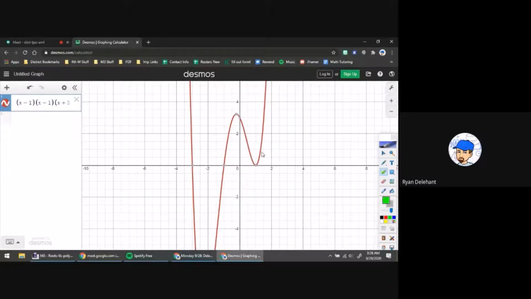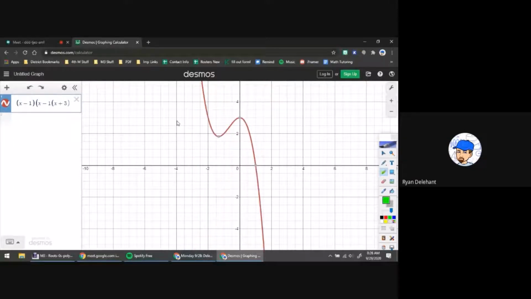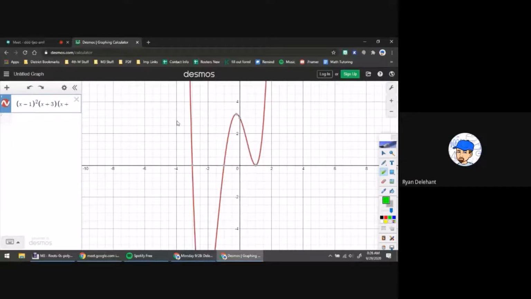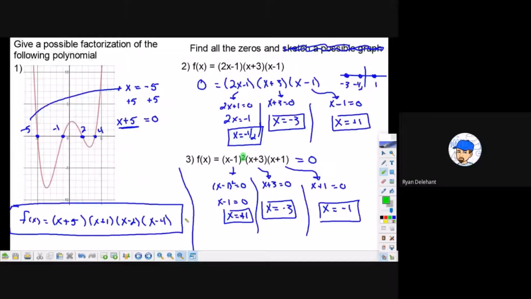The only one you should ever have to worry about for us is squared. Meaning anytime I see that squared, I know at that x-intercept, my graph is going to bounce. So there's our finding. Let's continue.